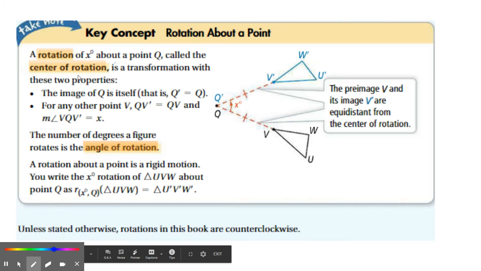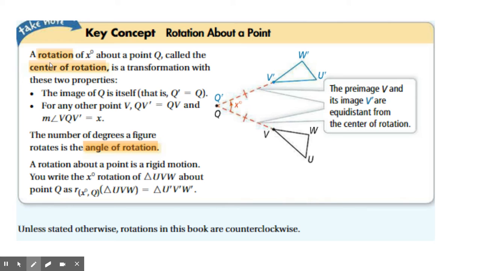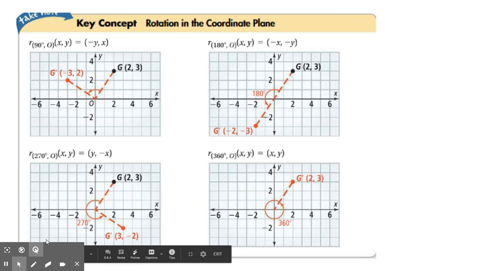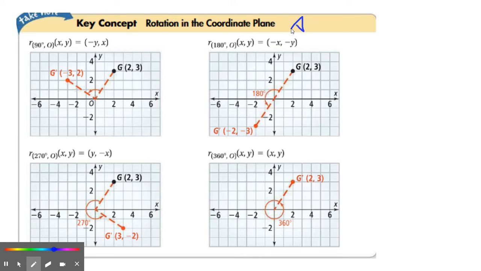Rotation is the last rigid motion. Again, remember, for rotation, there is always a center and a degrees. So when you connect your pre-image to your center of rotation to your image, you should get that angle of rotation. It should be the same distance away from the center of rotation. Remember, we typically go counterclockwise. They should state it in the problem, but if they don't, think counterclockwise. Again, here are your rules for rotations in the coordinate plane. And again, it might be a good idea just to try to memorize these.